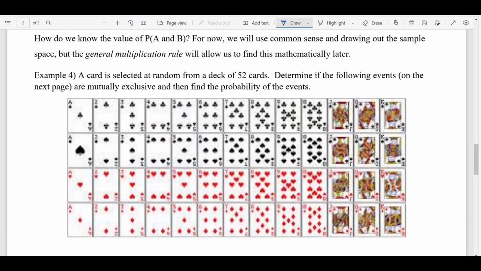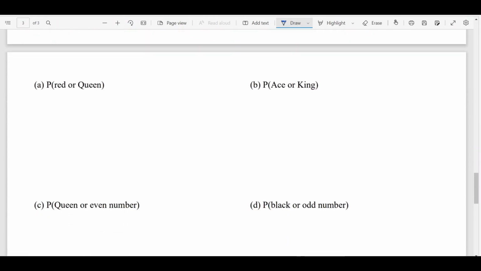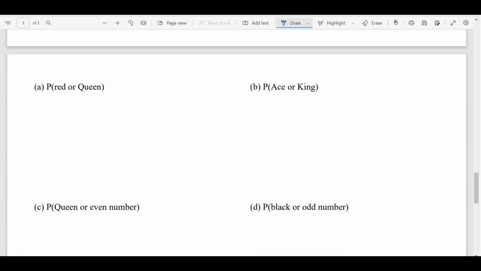Here's a deck of cards laid out for you so that you remember what a deck of cards looks like. You're going to select a card at random from this deck. There's 52 cards total. You're going to determine if the following events on the next page are mutually exclusive, and then whether they are or not, you're going to find the probability of these events. So let's do the first one together here, the probability of a red or a queen.